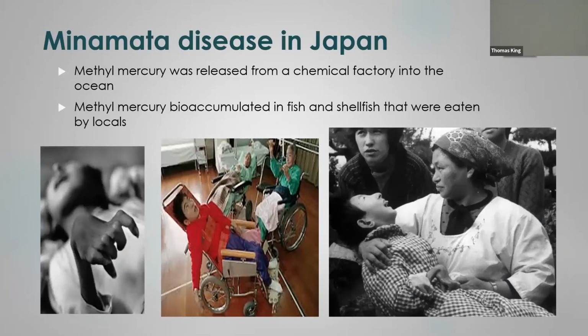Minamata disease in Japan. The symptoms of this disease range from ataxia, loss of vision, muscle weakness, to paralysis, insanity, and coma. Methylmercury was released from a chemical factory into the ocean. And the methylmercury bioaccumulated in the fish and shellfish that are eaten by locals. As you can see by the pictures, the devastating effects the methylmercury had on the people in Japan. It is estimated that around 2,265 people had the disease, and 1,784 died from the disease. Next slide.